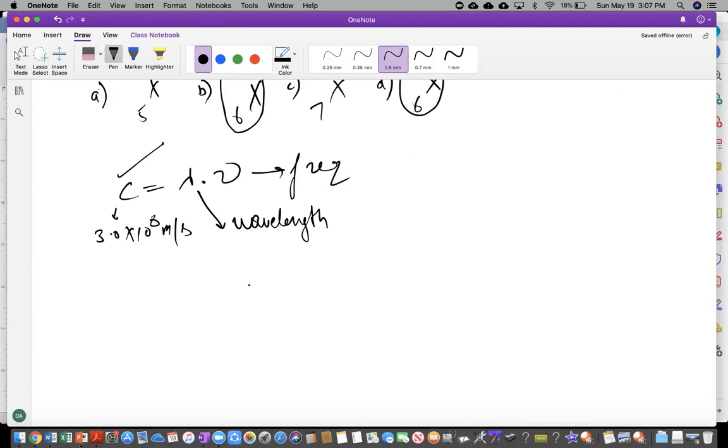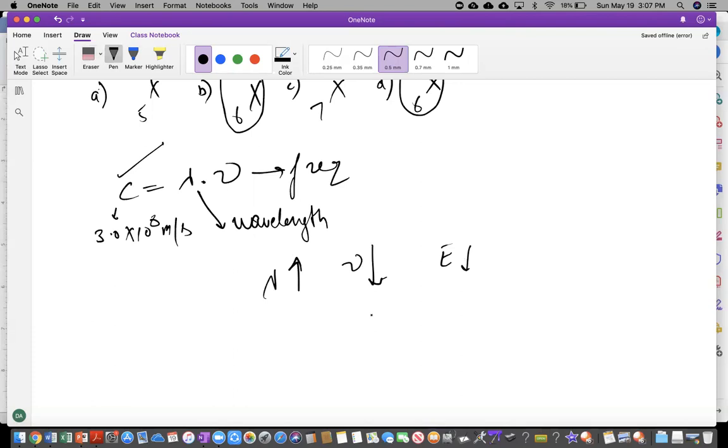Another thing you should know is if lambda goes up, frequency goes down, and energy also goes down. So if I have a photon that has a higher wavelength, it's going to have a lower frequency and lower energy. You will see a question on this as well, guys.